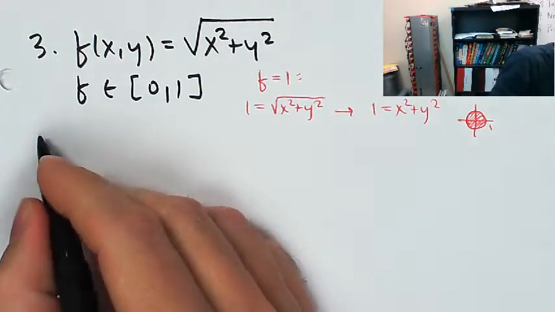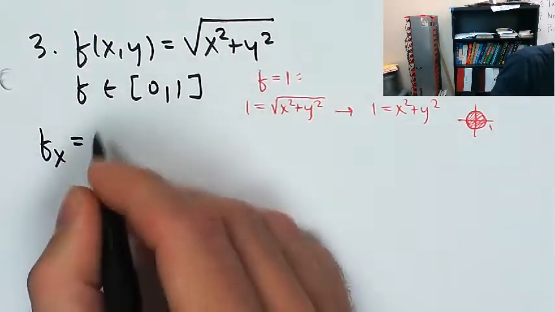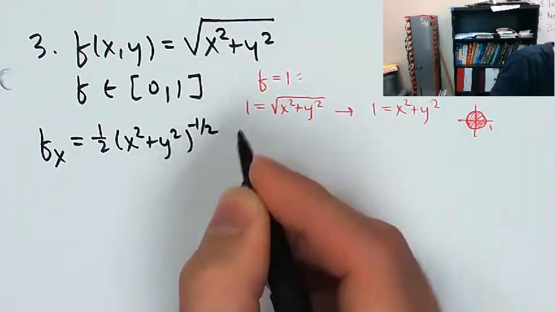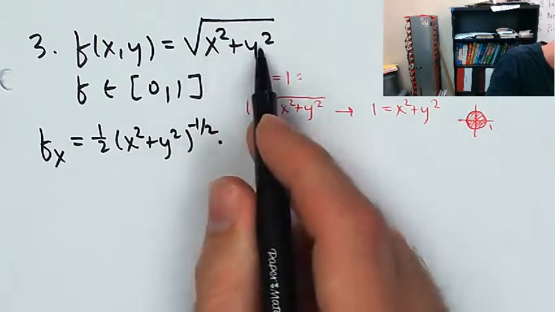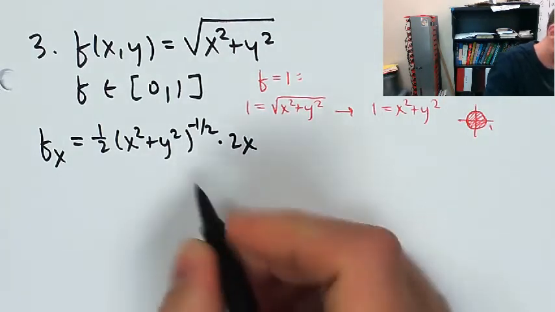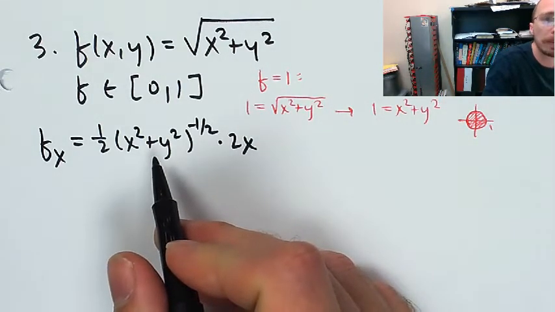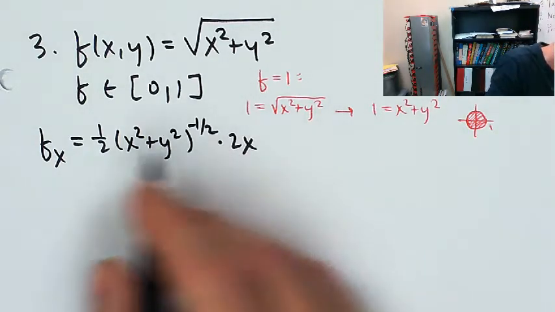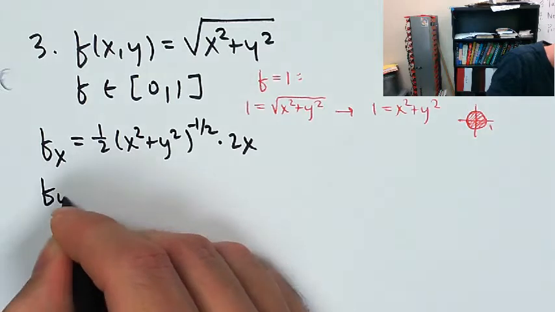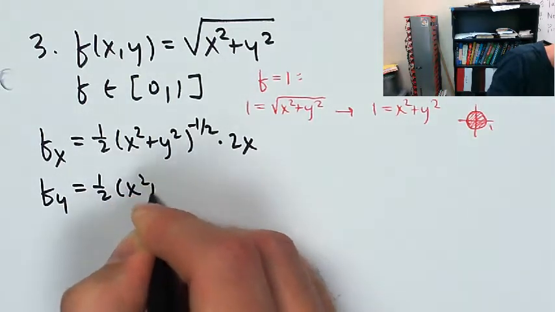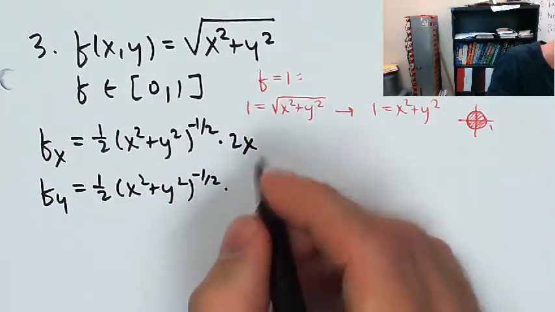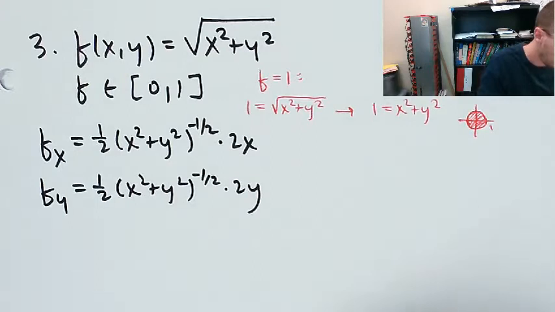All right, so f_x is equal to 1/2 of (x squared plus y squared) to the negative 1/2 multiplied by the derivative of the inside with respect to x, which is 2x. Oh boy, that doesn't look great. But I think we'll be able to do something with this. And then f_y is going to be very similar, except when I multiply by the derivative of the inside with respect to y, it's going to be 2y. Okay, not sure where this is headed.